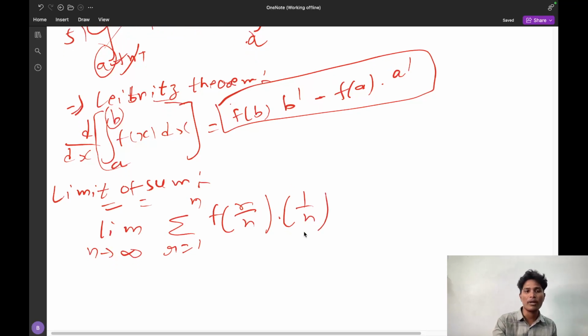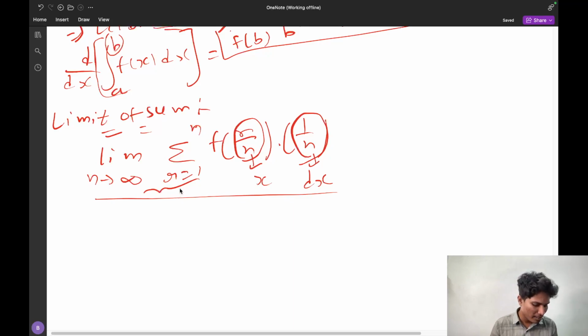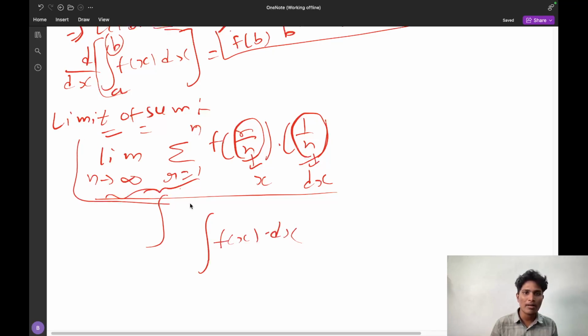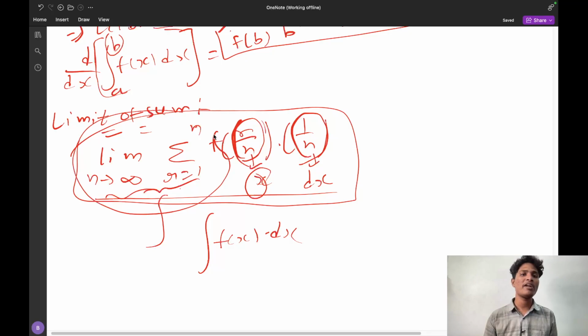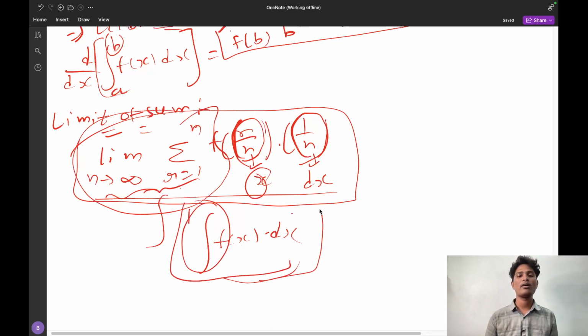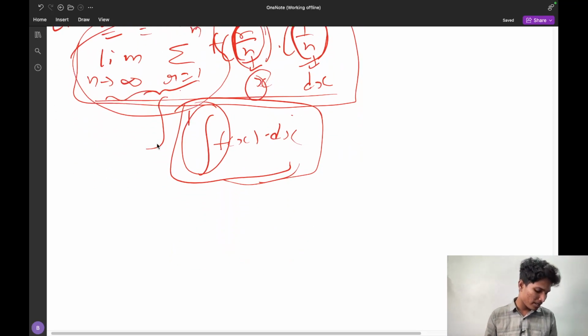Suppose if this is the format, what you can do, you can replace everything. r by n can be replaced as x, 1 by n can be replaced as dx, and sigma is converted to integration, that is integration f of x dx. This complete limit of sum question can be transformed just by replacing r by n as x, 1 by n as dx, and this entire limit n tends to infinity and sigma is converted to integration, and this entire thing can be simplified as integration f of x dx. I will explain one limit of sum problem. It will be easy for you.